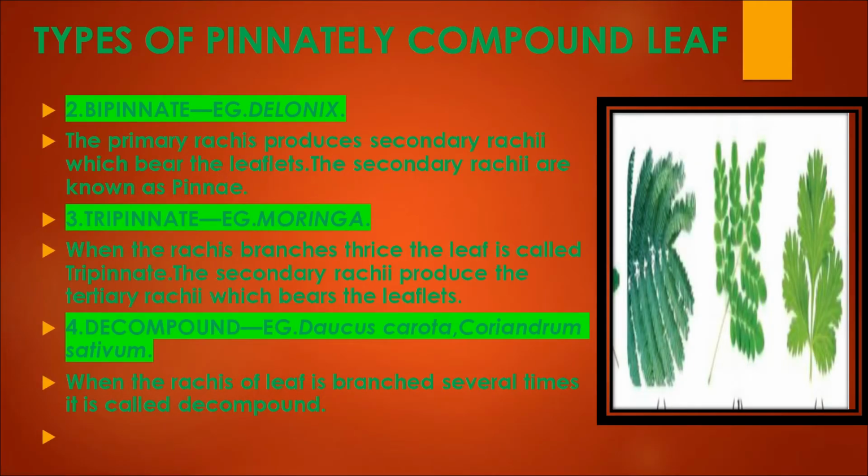Second type is called bipinnate. Here the primary rachis will produce the secondary rachis like this, and the secondary rachis will bear the leaflets. The secondary rachis are called pinnae. The third type is called tripinnate, example moringa. When the main rachis branches thrice the leaf is called tripinnate, and the secondary rachis will produce the tertiary rachis which will bear the leaflets. In decompound, the rachis of the leaf is branched several times, and so it is called decompound. Example Daucus carota, carrot, and Coriandrum sativum, that is Kottamalli.